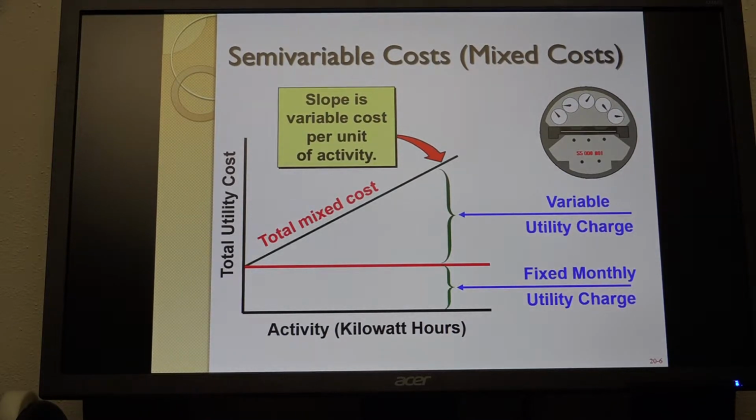Now notice we've got a graph here, and on one side of the graph you've got total utility cost, and at the bottom of the graph you've got your activity. So costs are always going to be on the left-hand side. Activity is going to be on the bottom. And you've got, in this case, a fixed monthly utility charge as well as the variable charge.